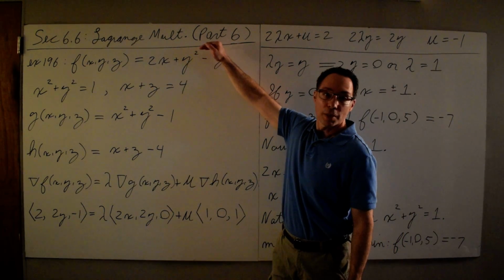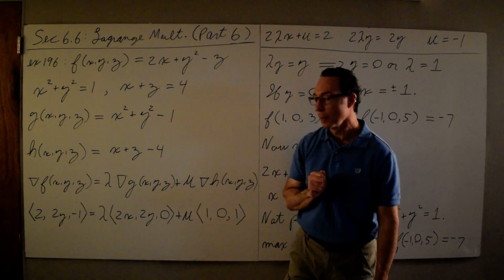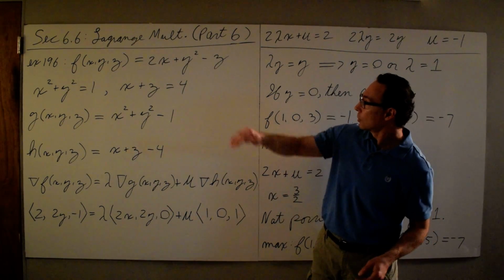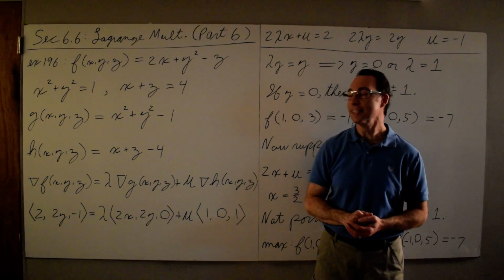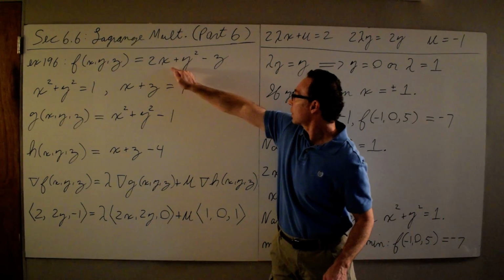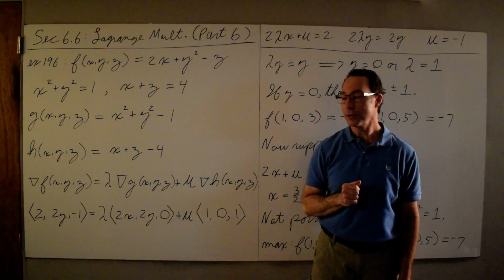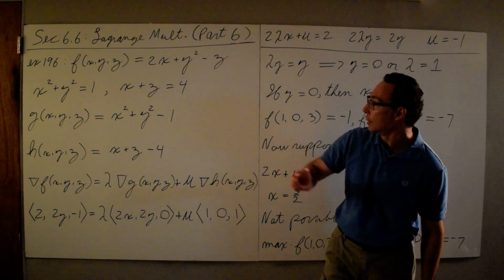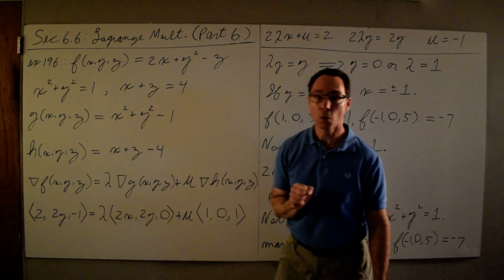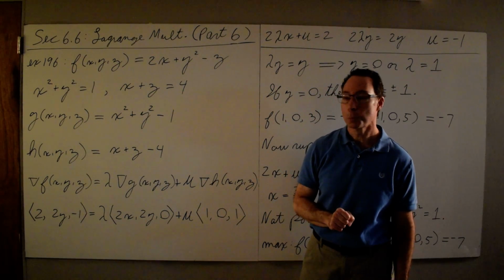This is the sixth video on section 6.6, Lagrange multipliers. And in this video we're going to use the previous Lagrange theorem to solve example 196. So we have f of x, y, z is 2x plus y squared minus z. And we want to optimize this function subject to two constraints. The first one being x squared plus y squared is equal to 1. And the second one being x plus z is equal to 4.